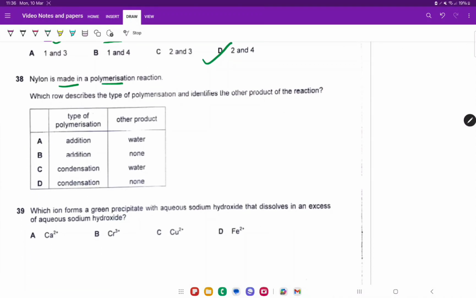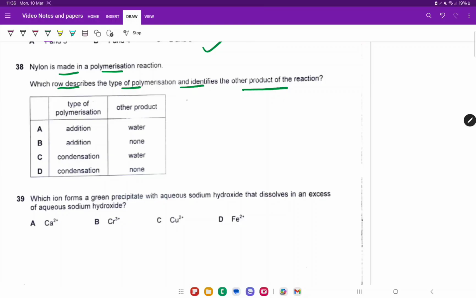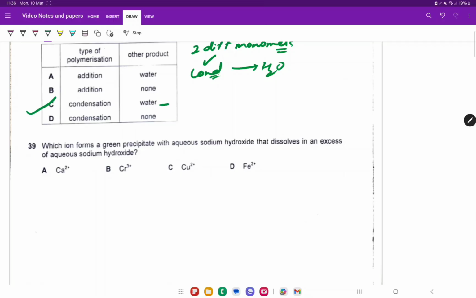Nylon is made in a polymerization reaction. Which rows describe the polymerization? Now, since nylon requires two different monomers having different functional groups, hence it will undergo condensation polymerization, and water is given out. The answer is condensation, water, C.